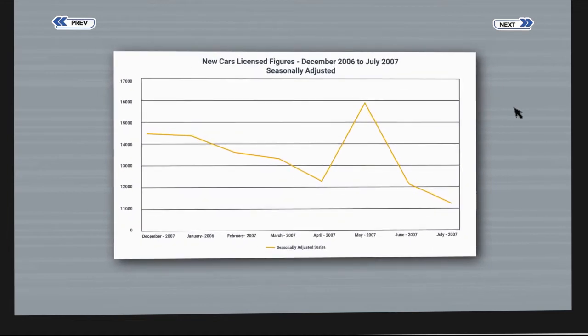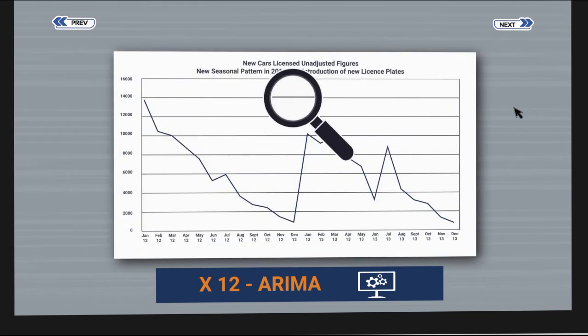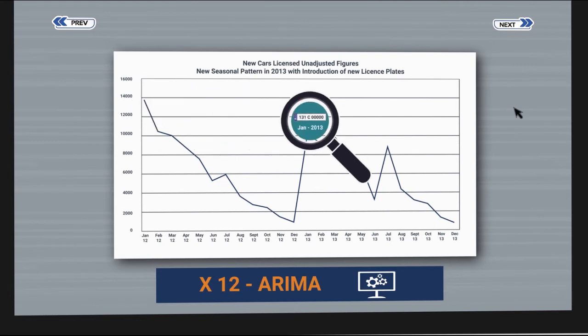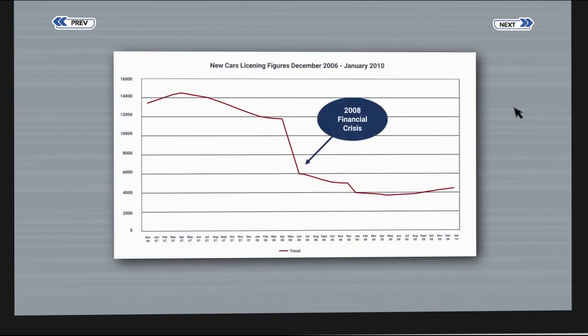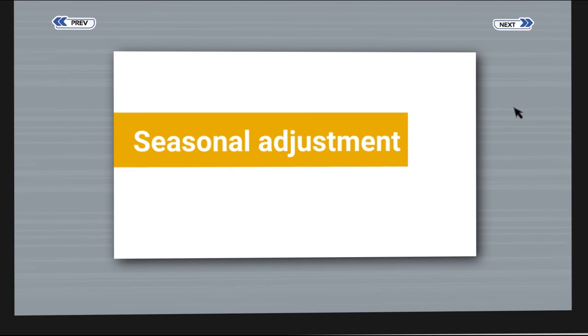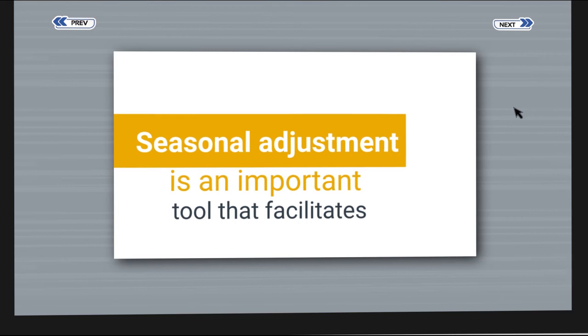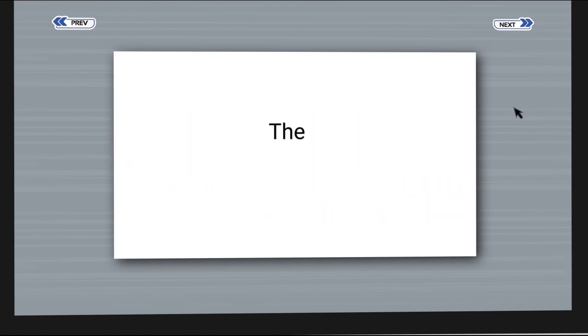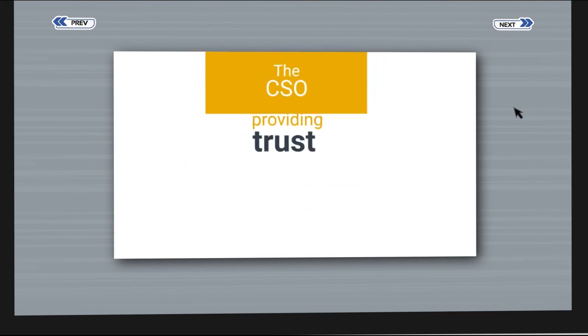The X12 ARIMA software addresses the issues that impact on the overall quality of seasonal adjustment. These issues include outliers, significant changes to the seasonal patterns of the series, and sudden or sustained sharp drops to the economy. Seasonal adjustment adds value to a time series. It is an important tool that facilitates the analysis and interpretation of seasonal data. The CSO providing trust in statistics.